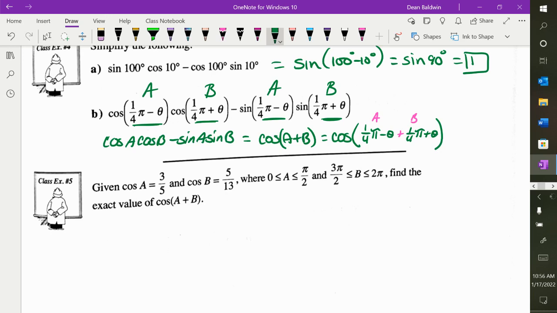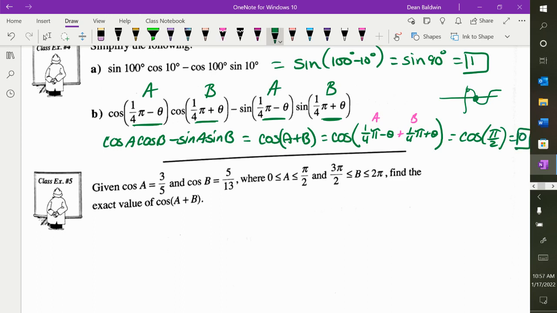What's 1/4 pi plus 1/4 pi? Half pi. 2/4 pi. So we get half pi. What's negative theta plus theta? 0. 0 thetas. So now I have cos of pi over 2 or cos of 90, which is 0.